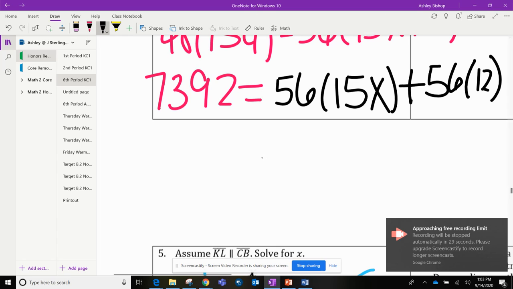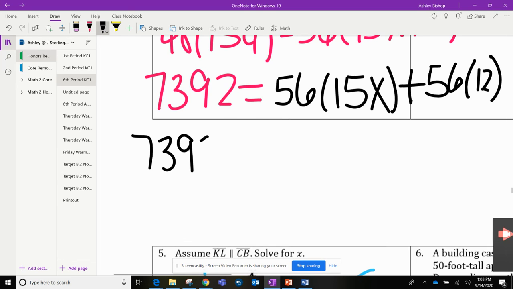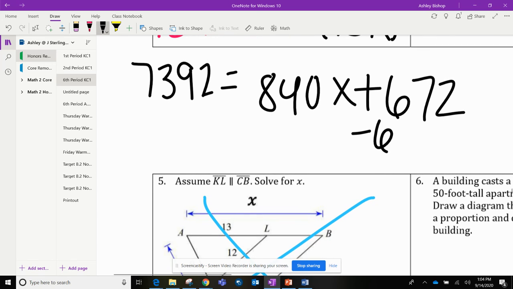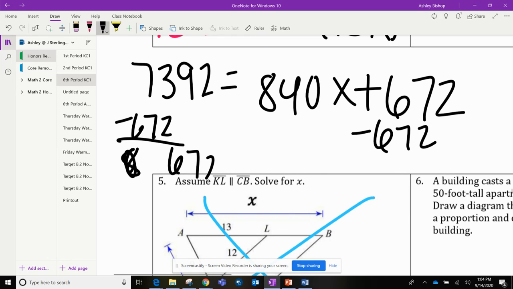And then I can clean these up. And so I have 7,392 is equal to 840x plus 672. Once you get everything on one side, so I need to subtract. I'm running out of time, but I'm going to get 6,720 is equal to 840x.